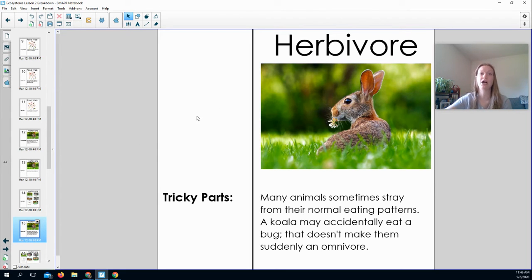The tricky parts are that a lot of kids want to argue with me that some animals accidentally sometimes eat other stuff. So for example, this bunny may accidentally eat a bug at some point. Does that make it a carnivore or an omnivore? No, it just means that most of its energy comes from plants. Its body is best at breaking down plant matter and getting energy from plant matter. So even if there are some instances when something strays from what it normally eats, overall, it gets its energy from that thing. So in this case, this bunny overall gets its energy from plant matter as an herbivore.